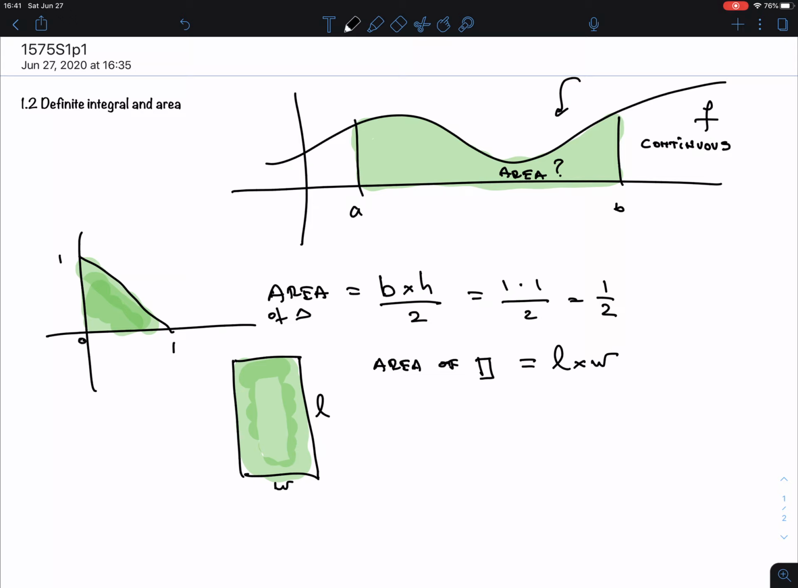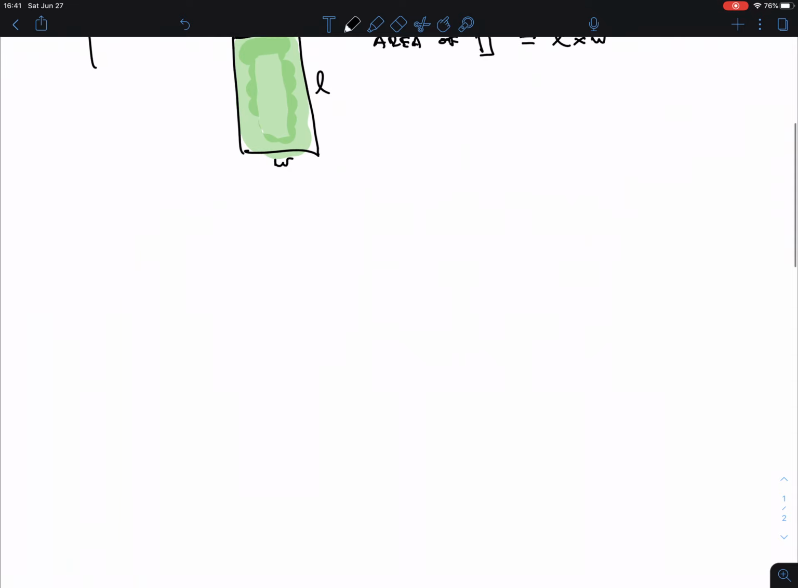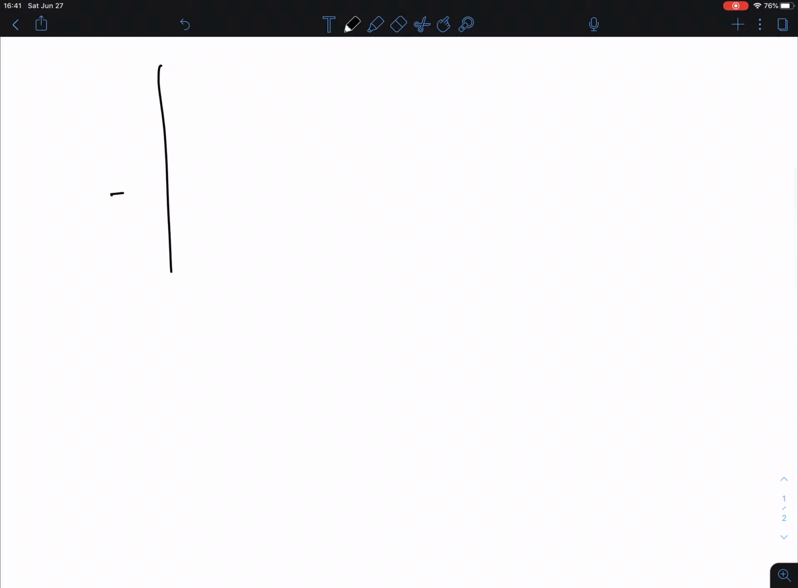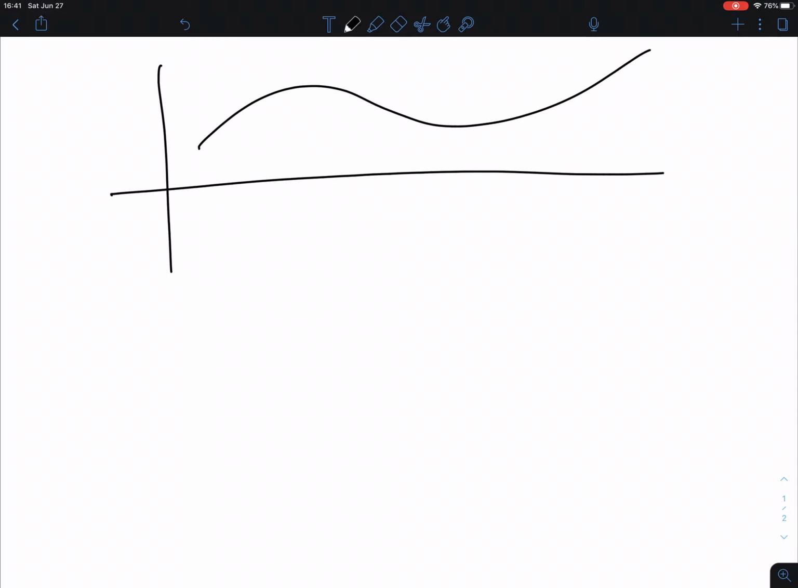Okay, so we're going to answer both questions here. Well, I'm actually going to answer only one question. I'm going to say what area is, and then in the next videos we'll see how we calculate it. So I'll go back to my drawing. I have my function here again, something like this. I'm not making it too wild.